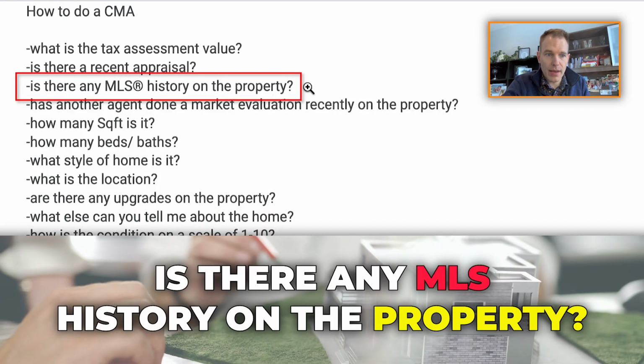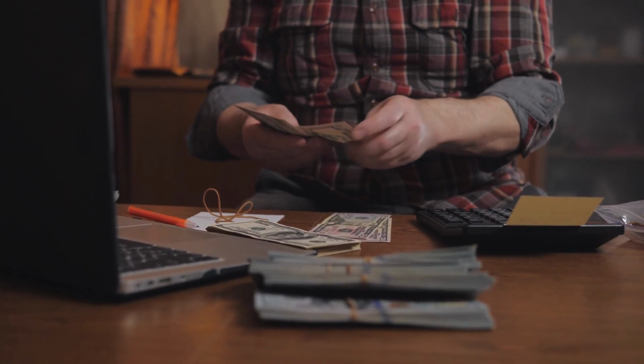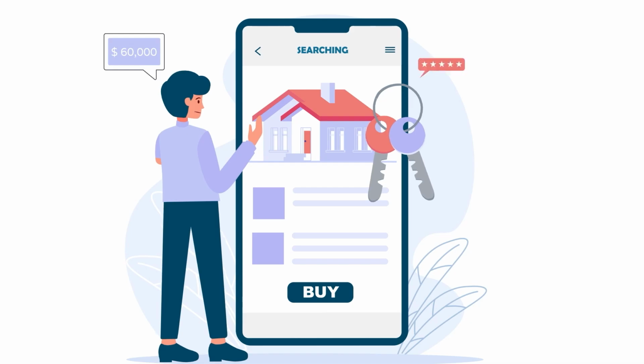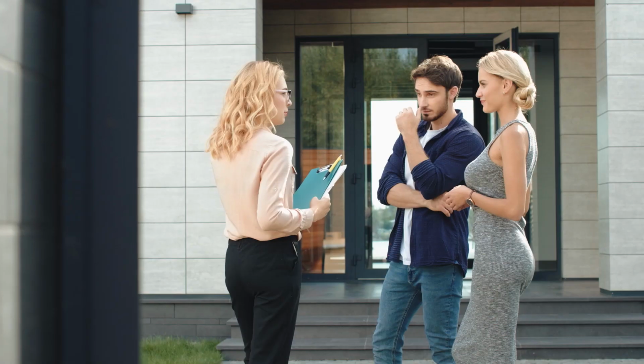Is there any MLS history on the property? This is very critical because this will give you, in many cases, what the sellers originally purchased the property for. It might also tell you if the property was on and off the market several times, maybe with another agent before and didn't sell, or maybe they tried selling it years ago and it didn't sell, or maybe this property has sold countless times. Regardless, that is all useful information.